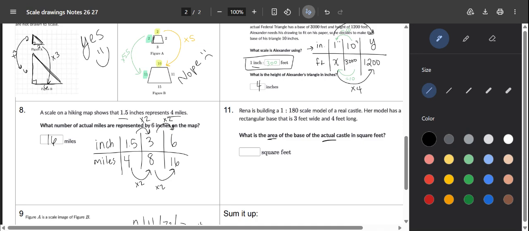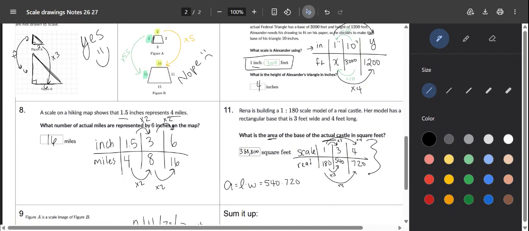I'm going to have you press pause when you're ready. Come back and hit play and check your work. So go ahead and hit pause and work it out now. Okay, you can see here that the area is 388,800 square feet, and over here is my table to show how we got that.